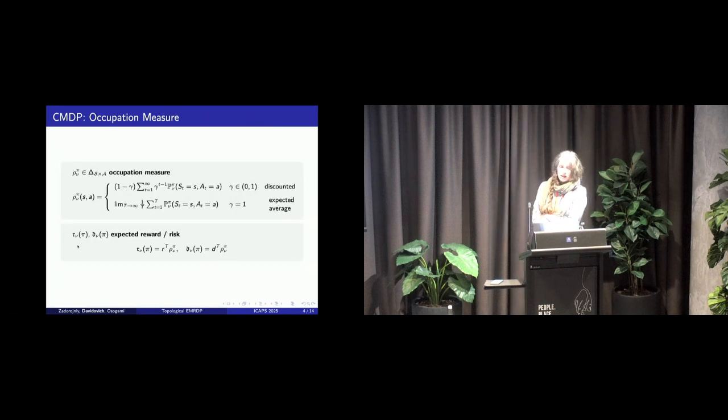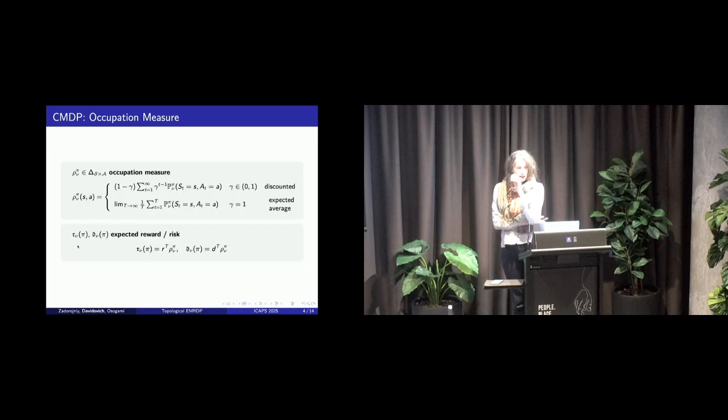There's a nice way to capture the total expected reward of a policy using its occupation measure. The occupation measure of a policy encodes the concentration of probability of an action at a state at the infinite horizon limit. The occupation measure allows us to linearize the problem concerning reward, and accordingly, we can introduce an immediate risk vector and use the occupation measure to linearize the problem concerning risk.